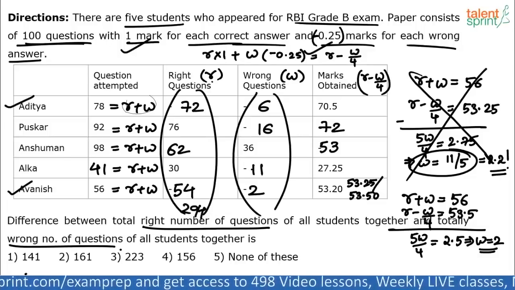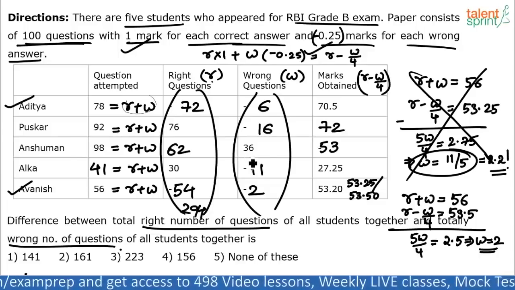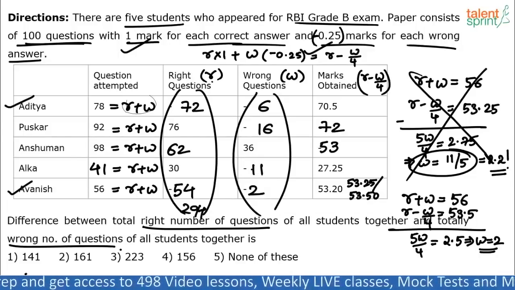And then look at the next total, total of wrong answers. 6 plus 16 is 22. 22 plus 36 is 58. 58 plus 11 is 69. And 69 plus 2 is 71.